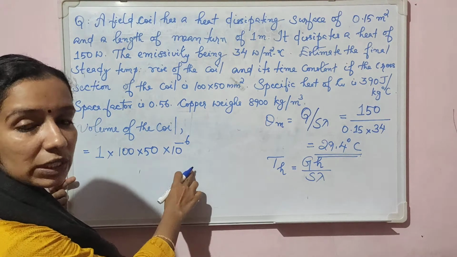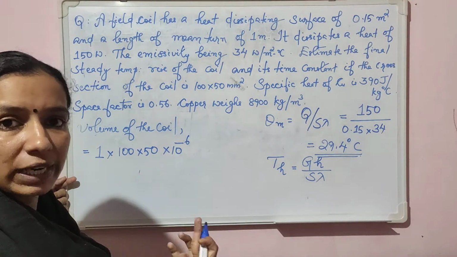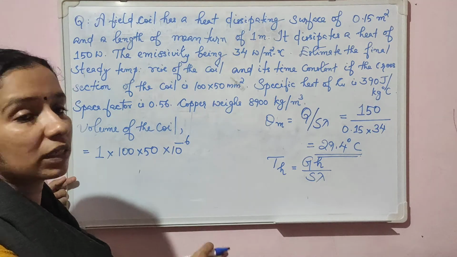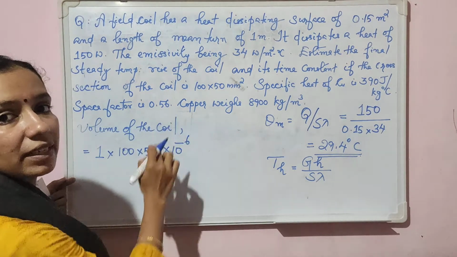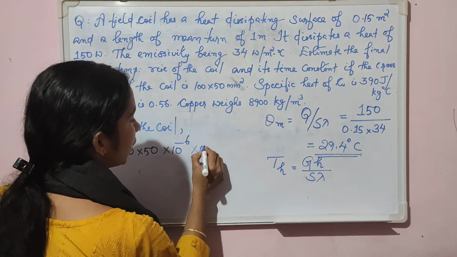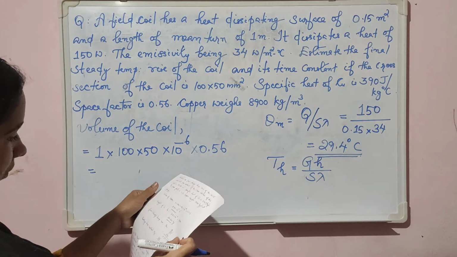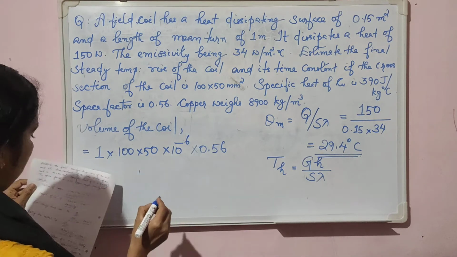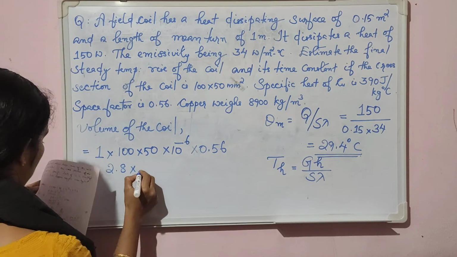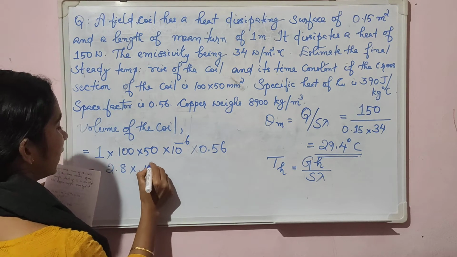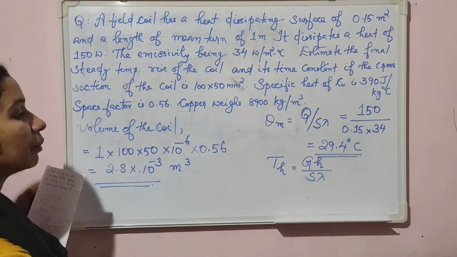So in order to get the actual volume of the coil, that is only the volume of copper, we have to multiply this value by the space factor. So into 0.56. So the answer will be 2.8 into 10 raised to minus 3 meter cube. So this will be the volume of the coil.